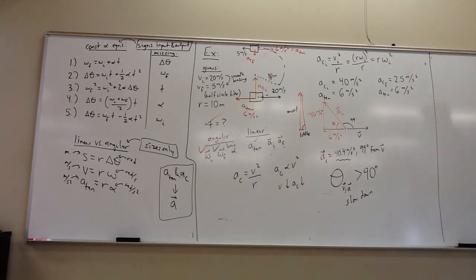Okay, so similar process for this one. We have A tan, 6 meters per second squared. We have now the amount of resources we need to use to hold the turn is very little. So A final is like this.